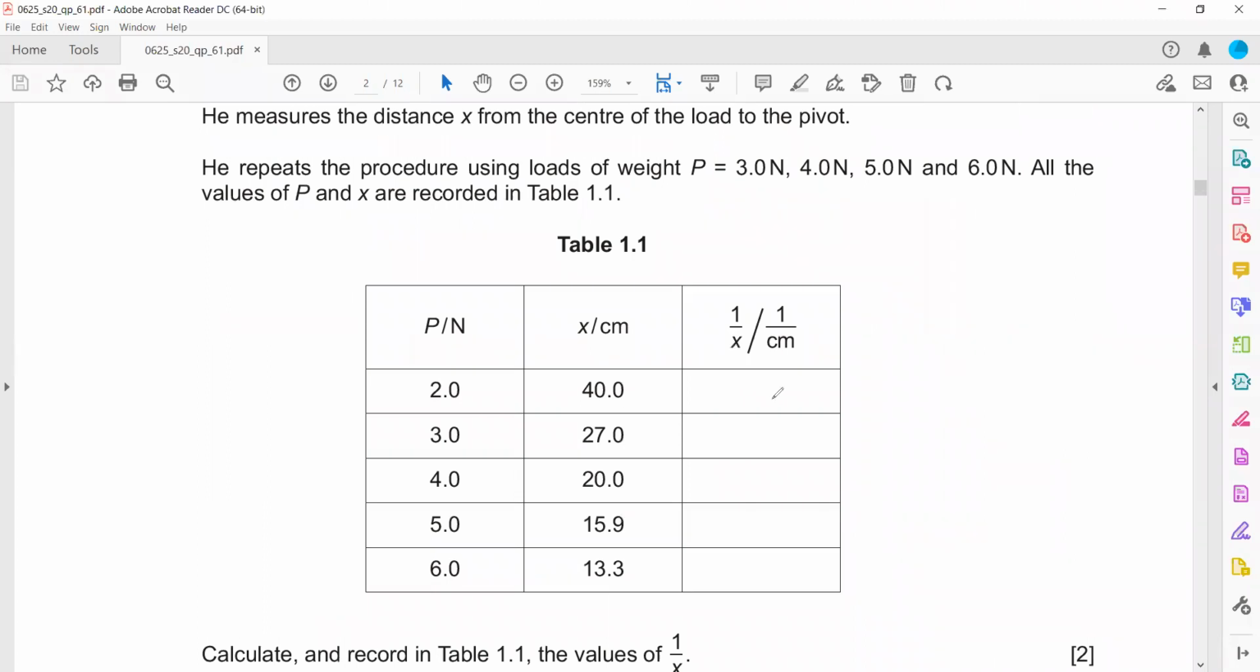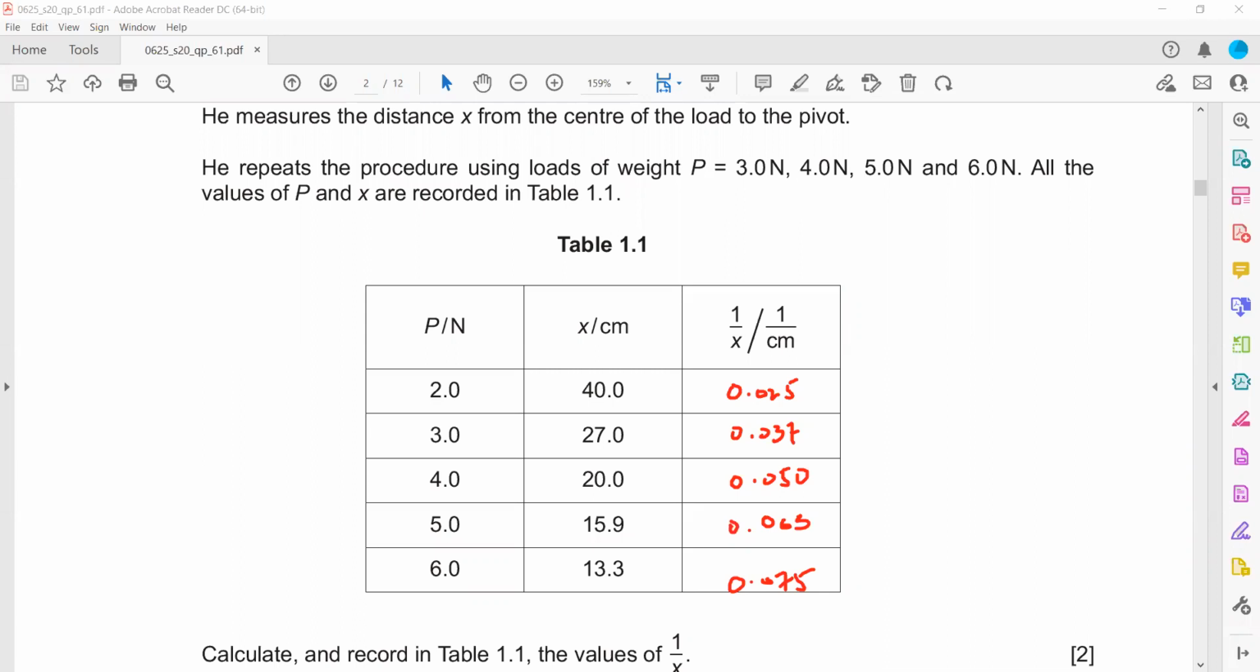This value was 0.025. Then 0.037. Then we have 0.050. And we have 0.063. And then the last one, 0.075. These are the values for 1 over x.